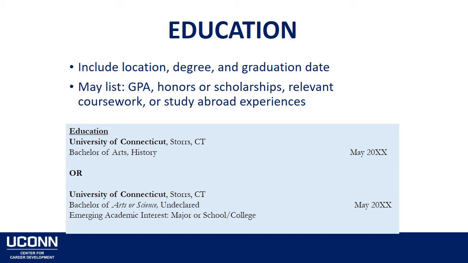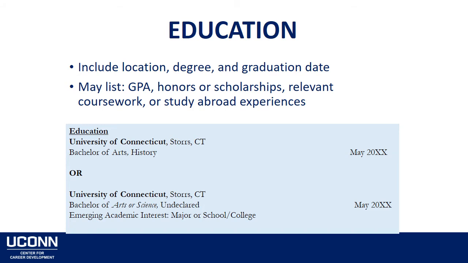Below your degree, you may also list your GPA out of a 4.0 scale, particularly if it is a 3.0 or above. You can also list any honors or scholarships. This is also where you may want to list education abroad experiences or relevant coursework.